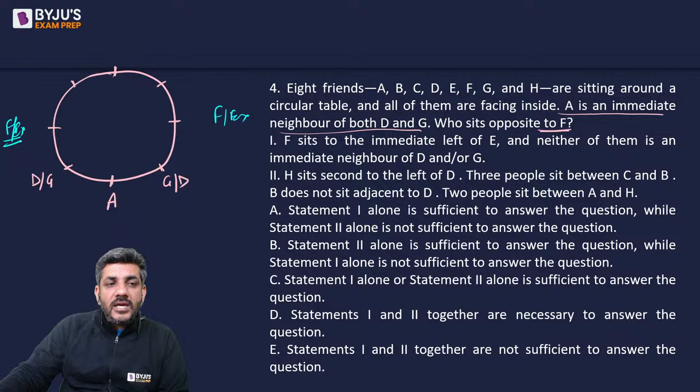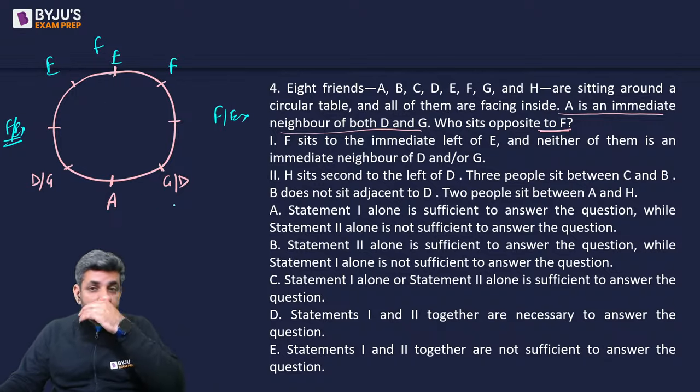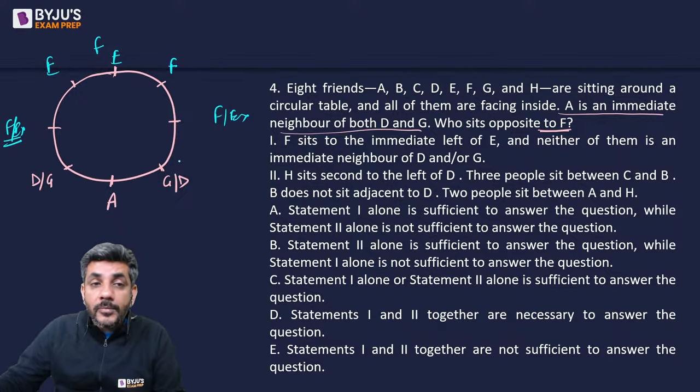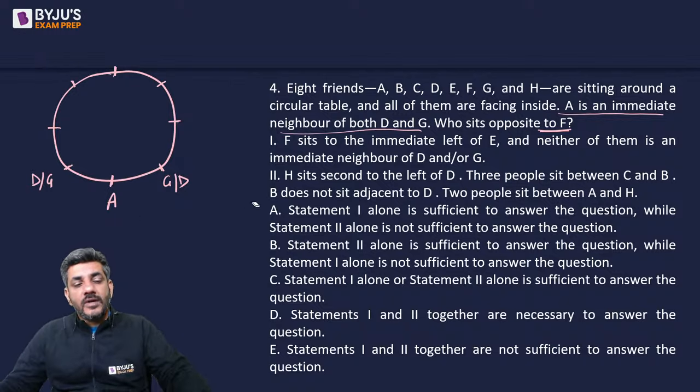And F sits to the immediate left of E. So either E is here, F would be here, or E is here, F would be here. So two possible cases are formed, and I cannot say who sits opposite to F. Therefore, statement 1 is definitely not sufficient to answer my question. इसको तो मैं remove कर देता हूँ.